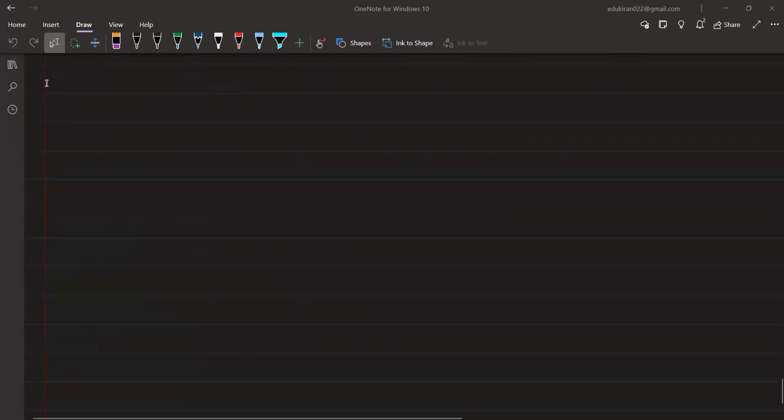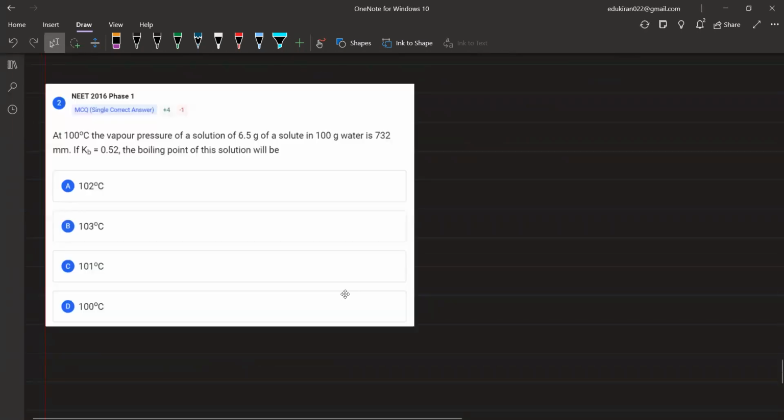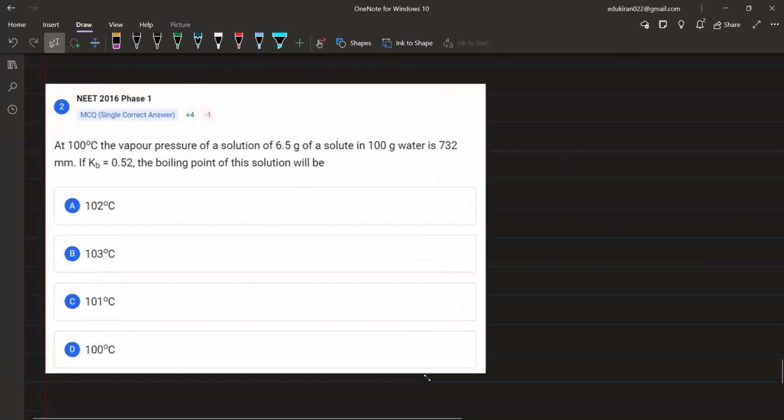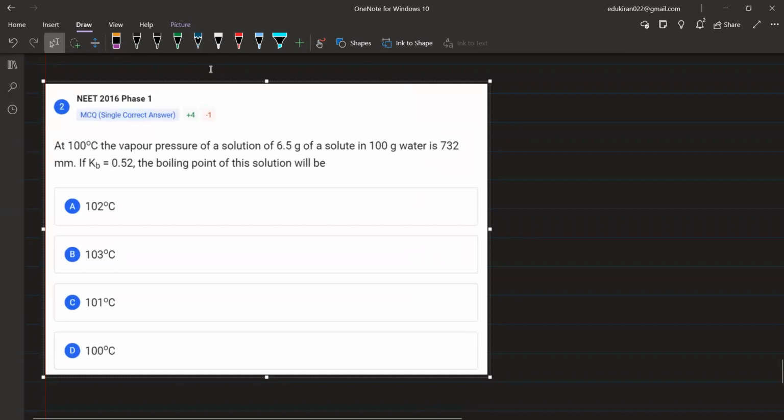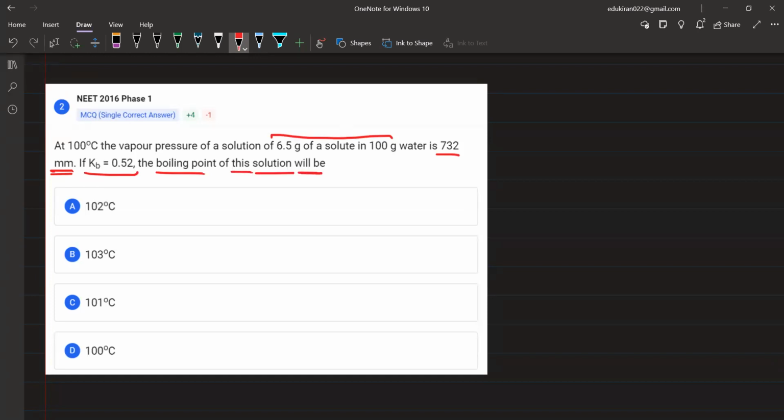Dekhi, ek interesting sa sawal aaya tha. Please write this question. At 100 degrees Celsius, the vapor pressure of a solution of 6.5 gram of solute in 100 gram of water is 732 mm. If Kb is equal to 0.52, the boiling point of this solution will be how much? Yahan tak sawal ko likhiye.